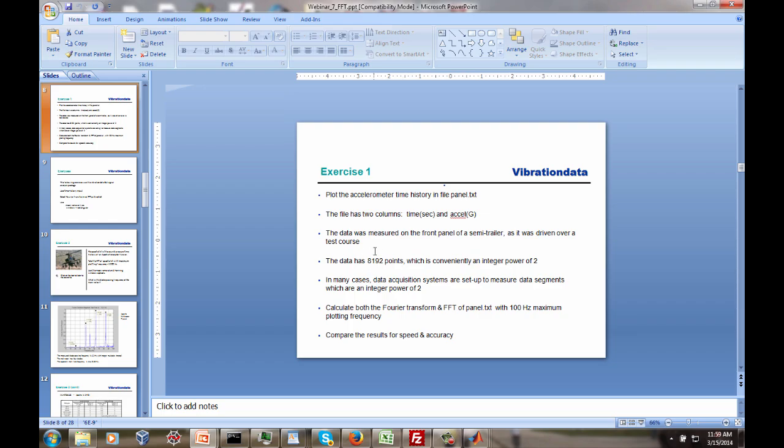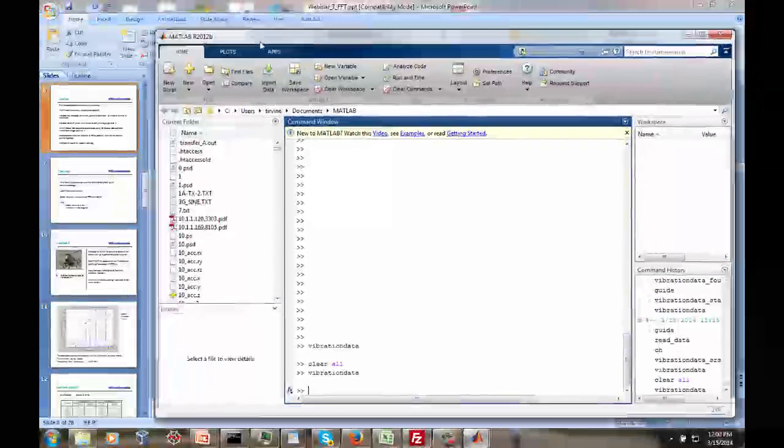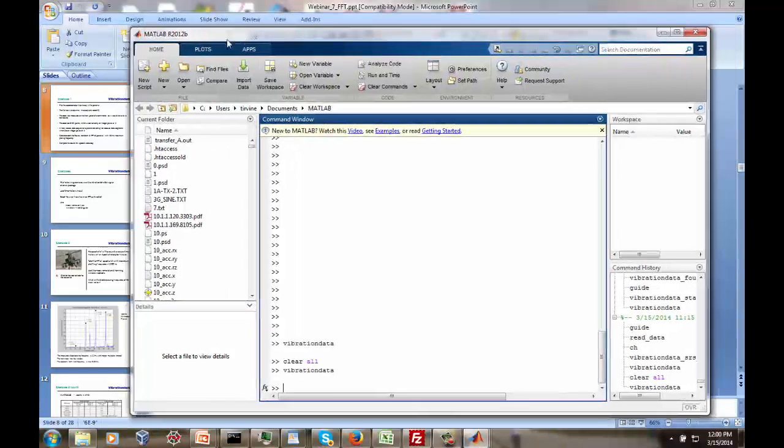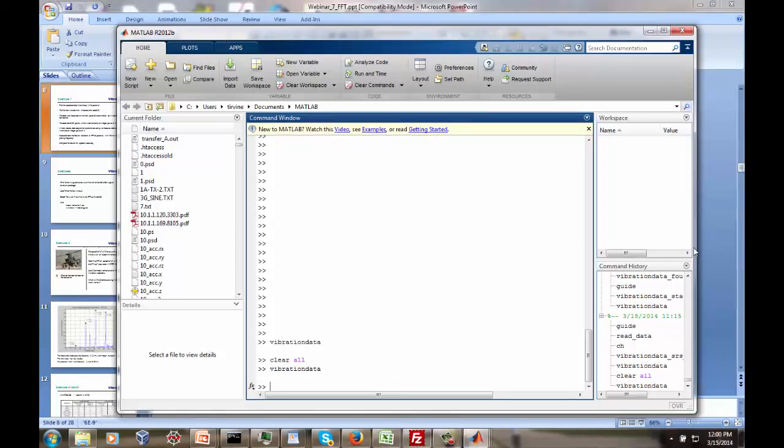The battery-powered data acquisition system forced that. So we're going to do an FFT. We're going to do both a Fourier transform and an FFT on this data called panel.txt with 100 Hertz maximum plotting frequency. So we're going to compare the results from the Fourier transform and the FFT, and we're going to do that both for speed and accuracy.